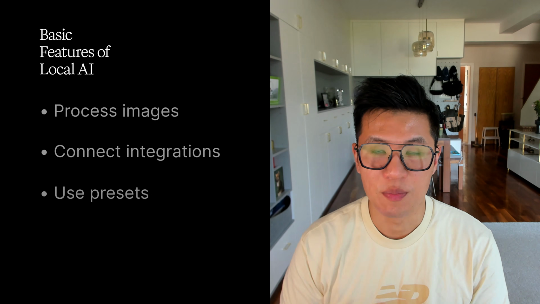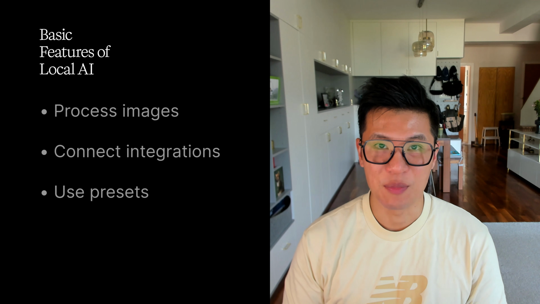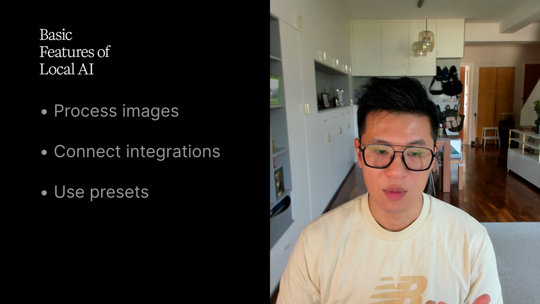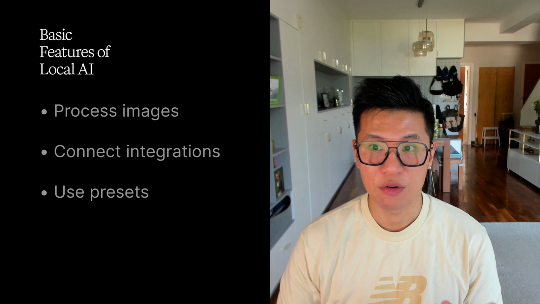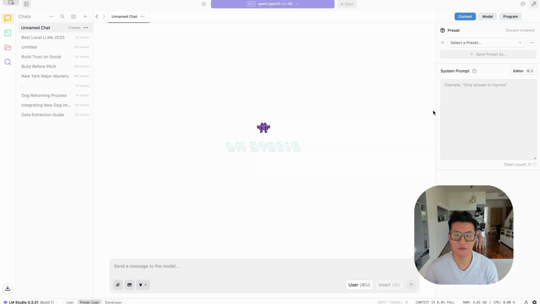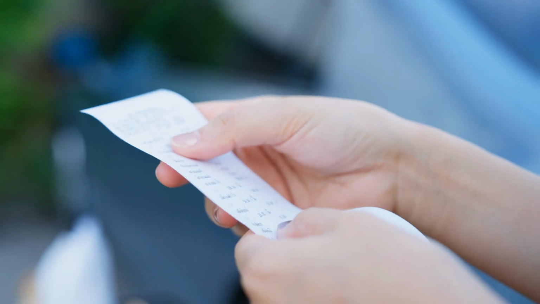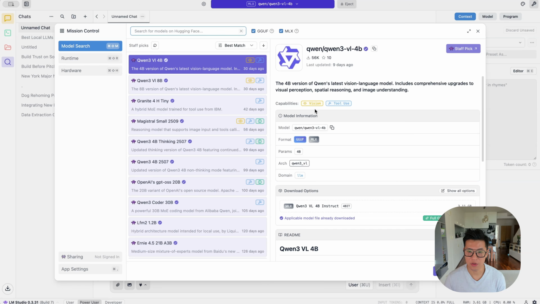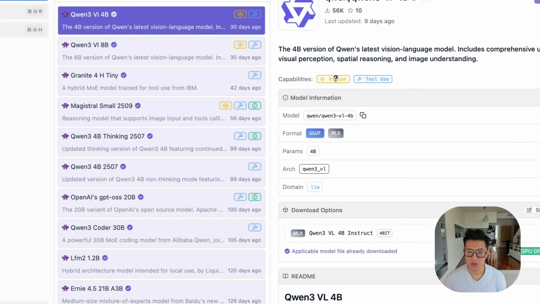Now that you have your basic local AI running, I'm going to show you 3 features. Number 1, I'll show you how to process images. Number 2, how to connect to integrations. And then number 3, how to use presets. I'm going to go into my first example, where I'm going to extract numbers from a receipt. So the first thing you need to do is to download an LLM with the vision capability that allows it to read images.